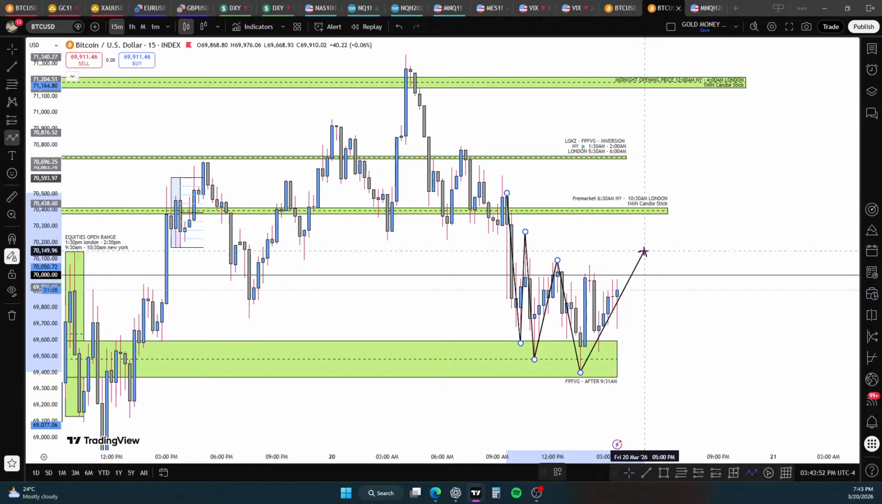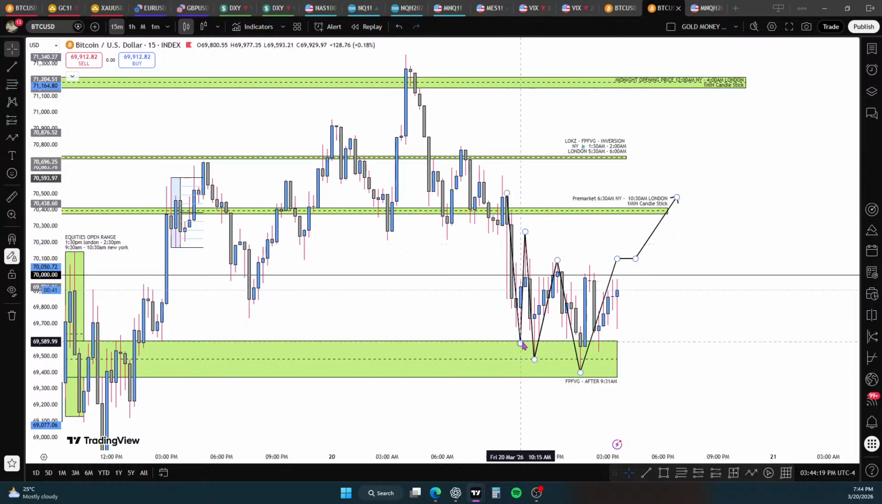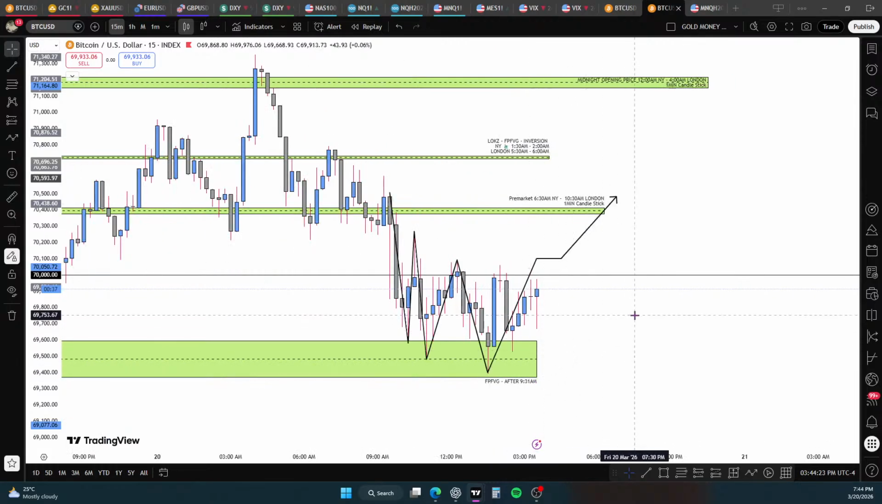Okay, so now what we want to see is a 50% retracement to the high that caused this first low. Okay, so 50% of that is going to be here roughly. And then ultimately, we're going to want to see a full redistribution back to the high that created this first low, the high that created this first low. So I hope that makes sense.